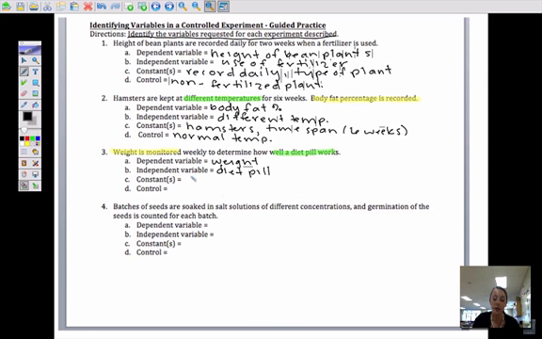Some constants in this experiment are the time span, so recording weekly, and I'm assuming we're going to use the same people in the experiment. Our control setup, well, what are we going to compare the use of diet pills to? We have to compare it to not using diet pills.